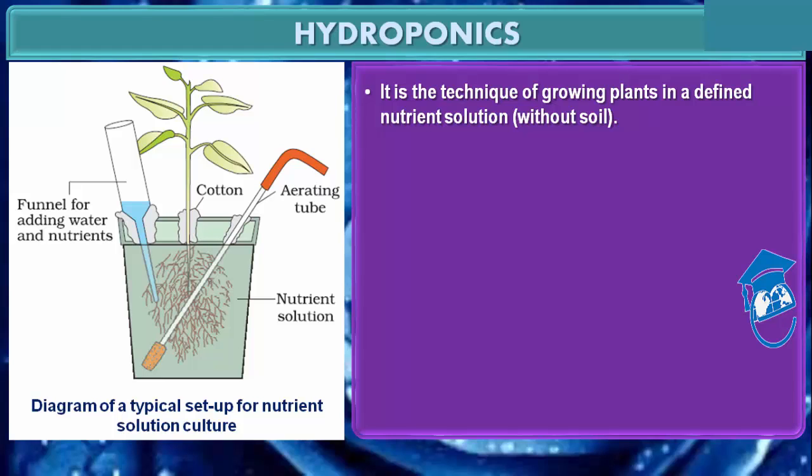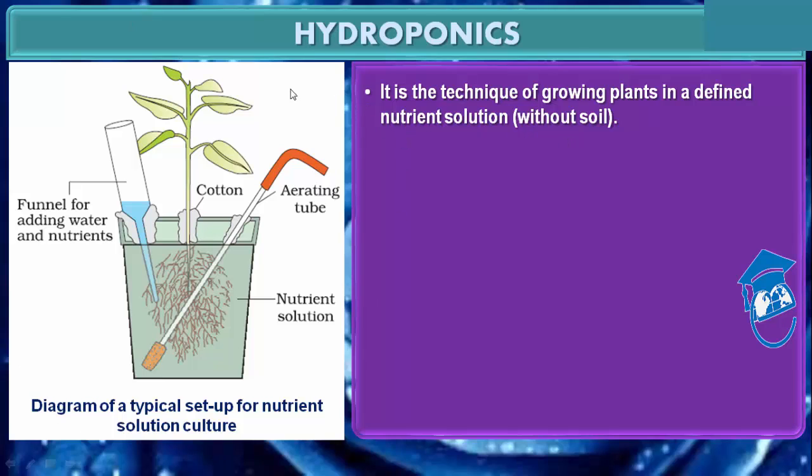So there was a German botanist who said that plants can be grown to maturity in a defined nutrient solution in complete absence of soil. That means soil is not necessary for the growth of a plant. This technique of growing plants in a nutrient solution is known as hydroponics. Okay, that is what is called hydroponics. So it is a technique of growing plants in a defined nutrient solution without soil.